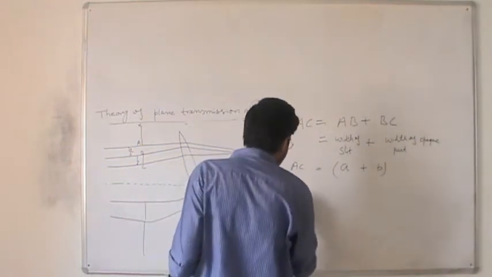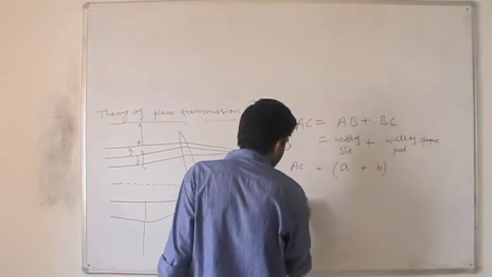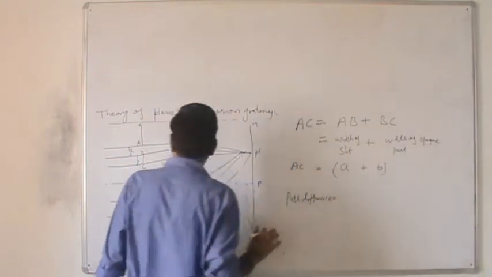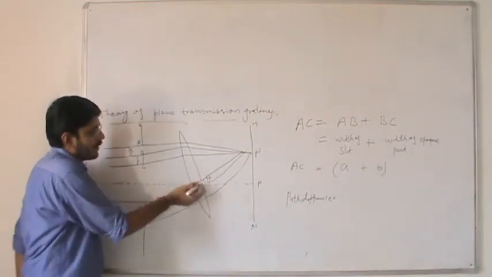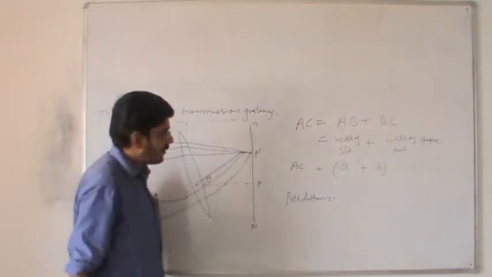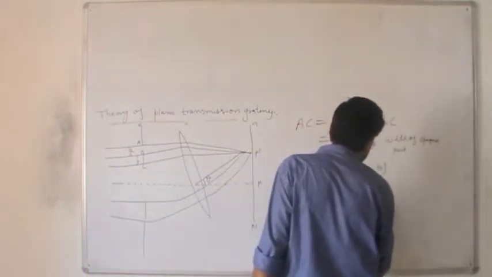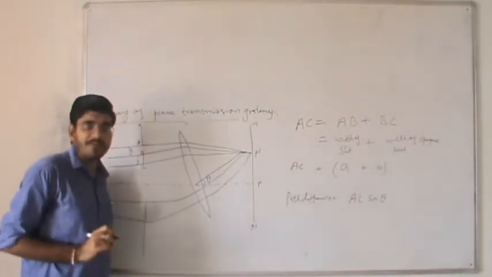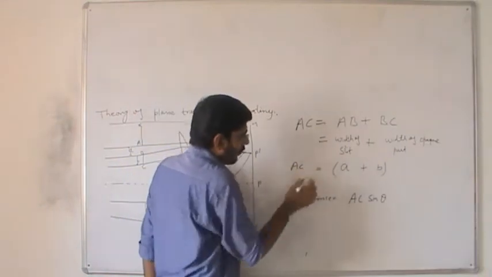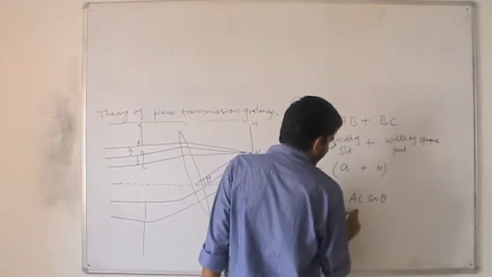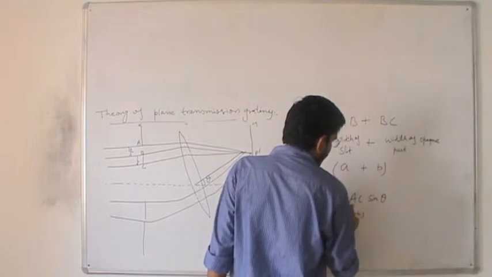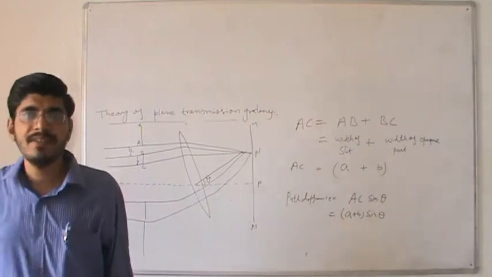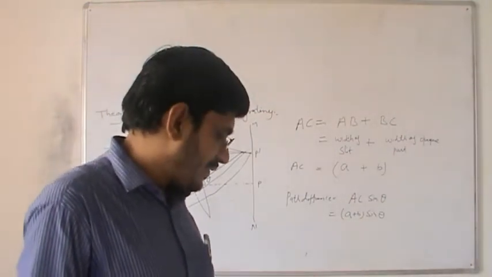So now what will be the path difference? The path difference due to this angle theta will be AC sine theta. This is the path difference. Now substitute the value of AC, so the path difference will be (a plus b) sine theta.